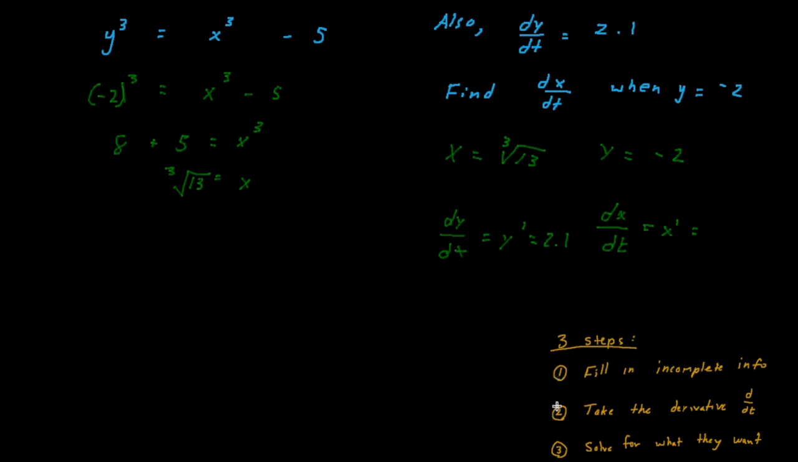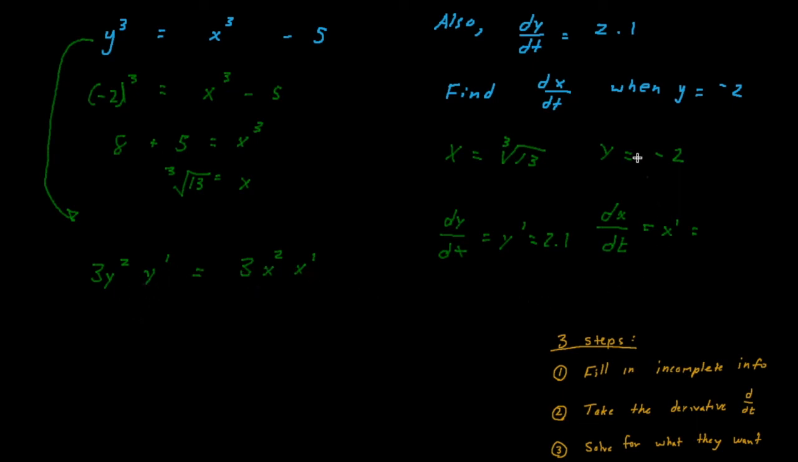Step 2 will be take the derivative d over dt. We're going to find out this information later, but since it's not in the problem yet, we'll need to come back to this. So we'll take the derivative d over dt. So this is the problem. We'll take the derivative of this. We're going to get 3y squared y prime, because this is with respect to time. That's equal to 3x squared x prime. And then minus 5, the derivative of that is just 0. So now we have 3y squared y prime equals 3x squared x prime.